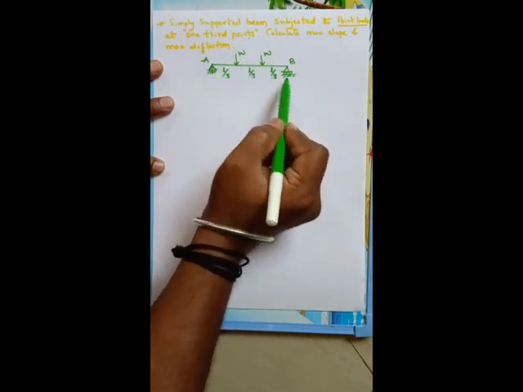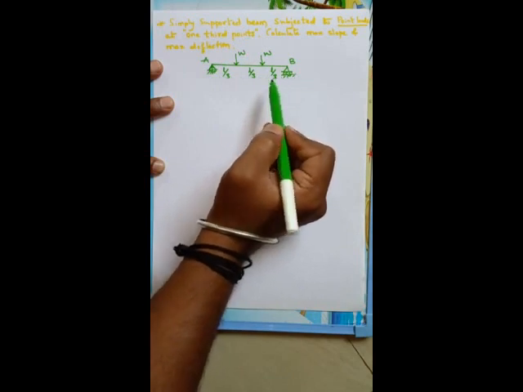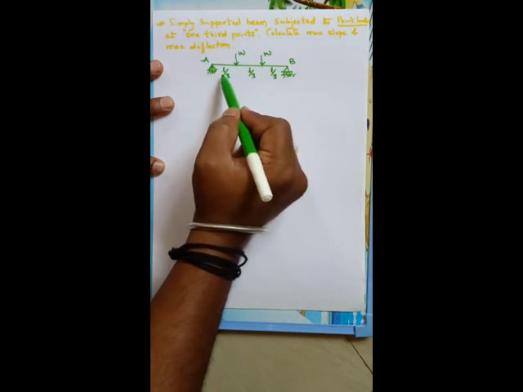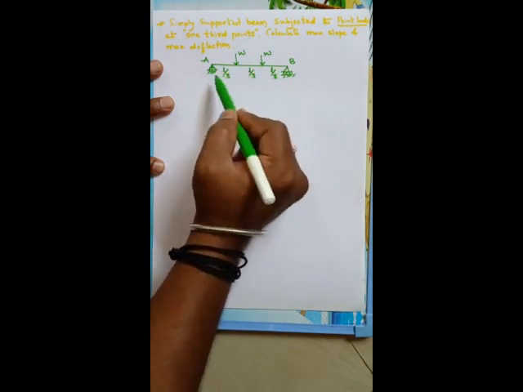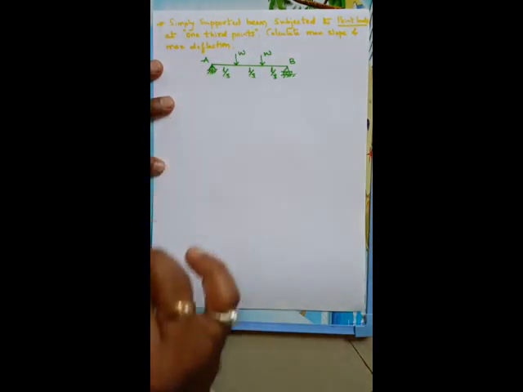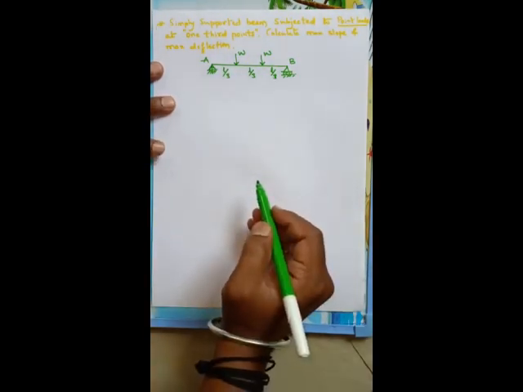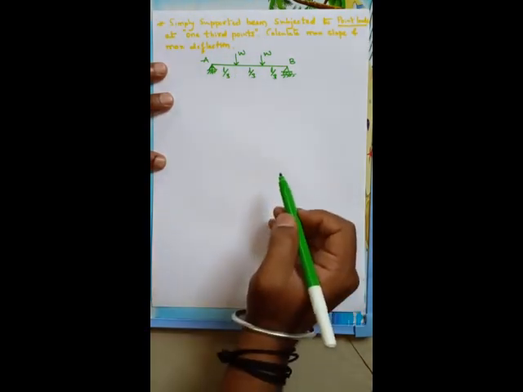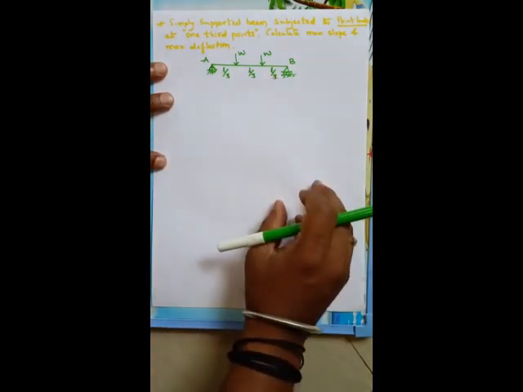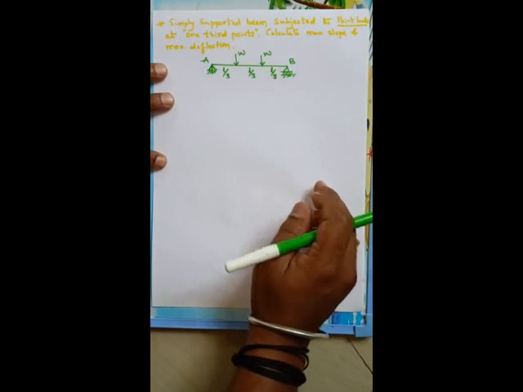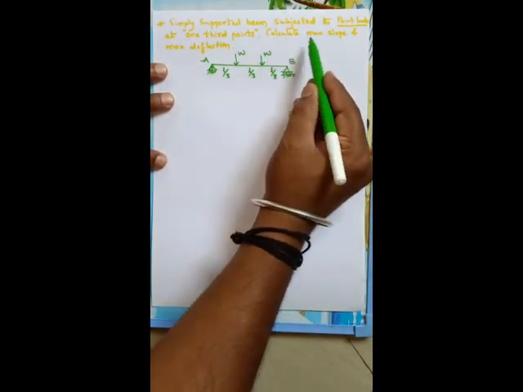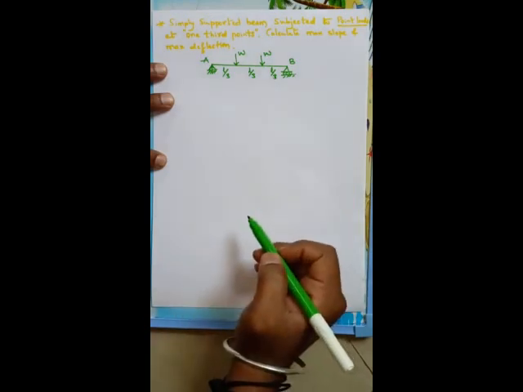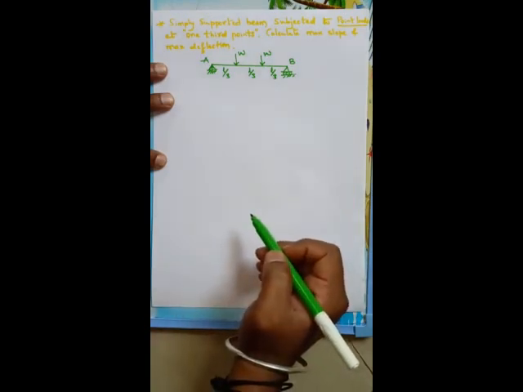So the total span is L, and 1/3 is L by 3, L by 3, L by 3. It is again a type of symmetric loading. The load is acting symmetrically if you consider the entire span. So what do we need to calculate? Calculate the maximum slope and maximum deflection.